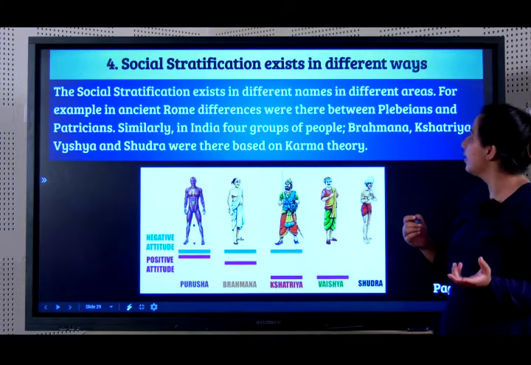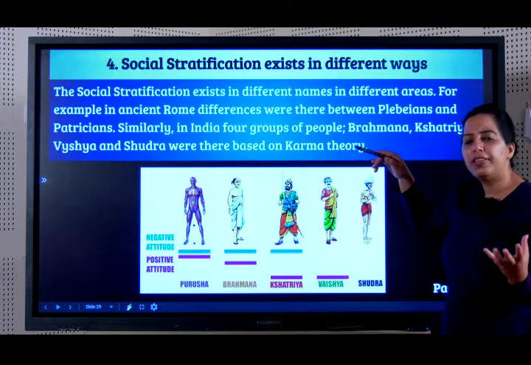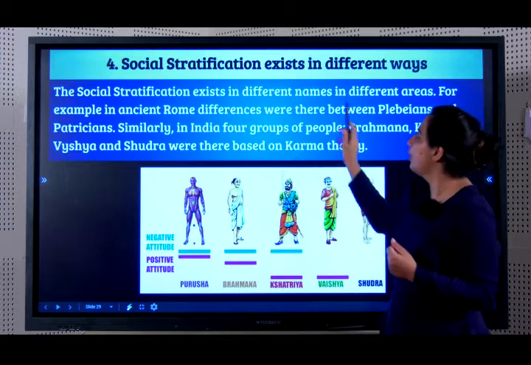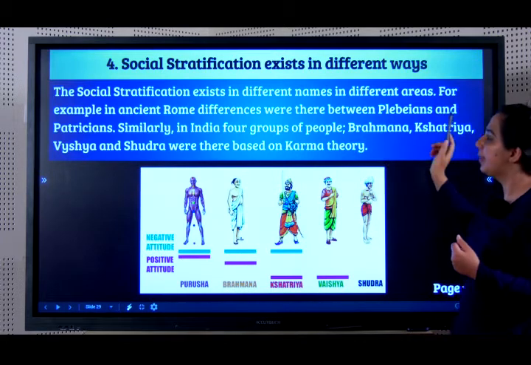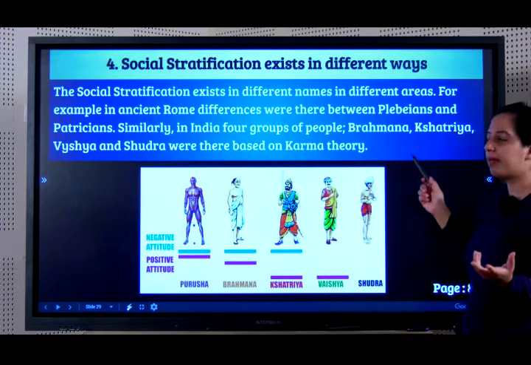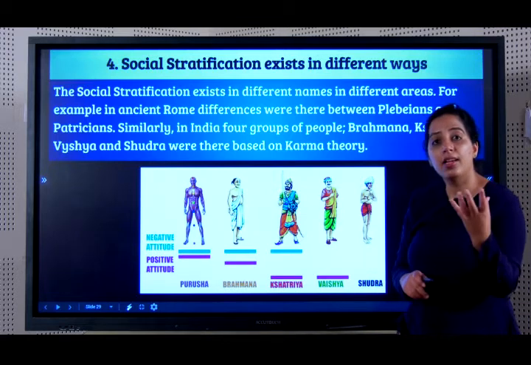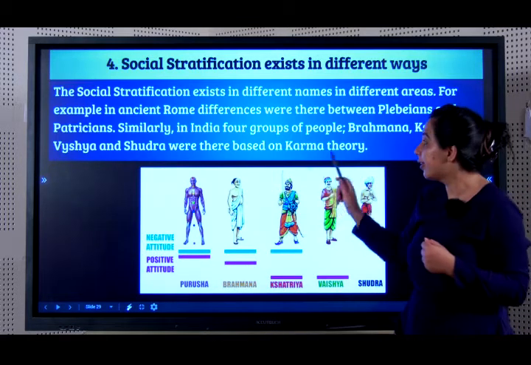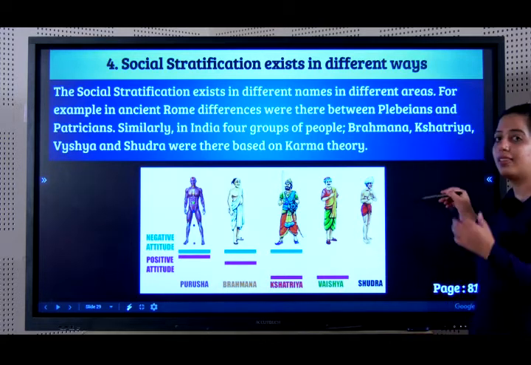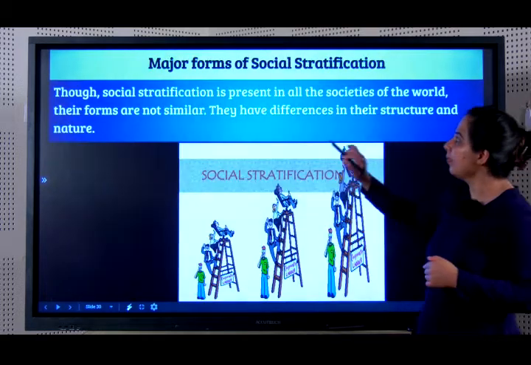What are the different ways? In names, they are called by different names in different areas. In ancient Rome, there were differences between plebeians and patricians. In India, there are Brahmins, Kshatriyas, Vaishyas and Shudras. This difference is based on the theory of karma. We will learn it in detail in the next part of the class.